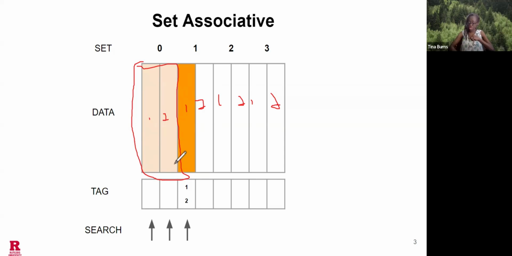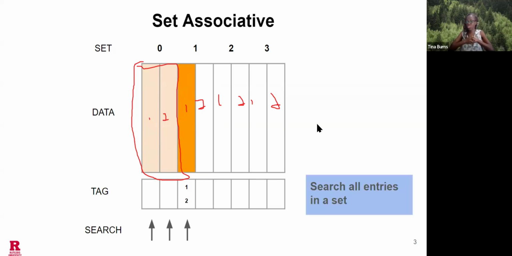Another thing to note, which we talked about a little bit last time, is that you can actually search all the entries in one set at the same time. That means as I'm doing this search, if I'm searching set 0, I'm searching everything that's in this set. Both of these lines, I'm searching at once. If I'm searching in set 1, I'm searching both of these lines at a particular time, as opposed to searching one at a time for just one memory location.